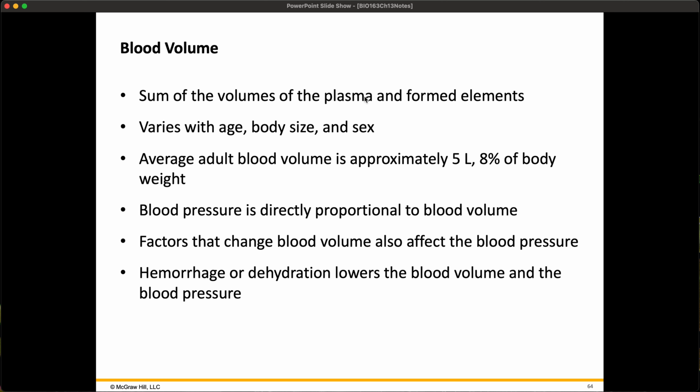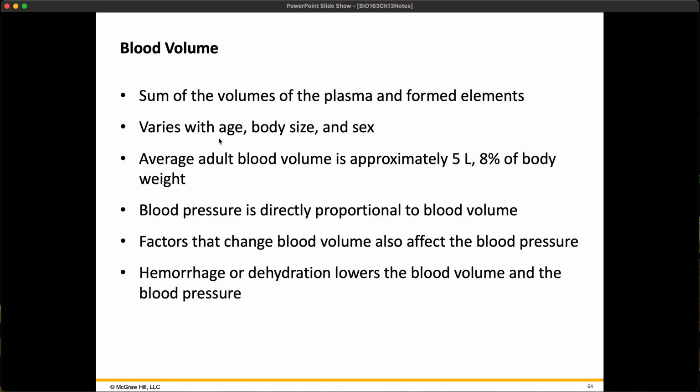That was a bad example. When your blood volume decreases, your blood pressure decreases. But what does happen is that it varies with age, body size, and sex. So males are going to have higher blood volume than females, except for when females are pregnant. Body size, the larger your body, the larger your required blood volume. And with age, actually, it decreases. Your blood volume tends to decrease once you reach a certain age.